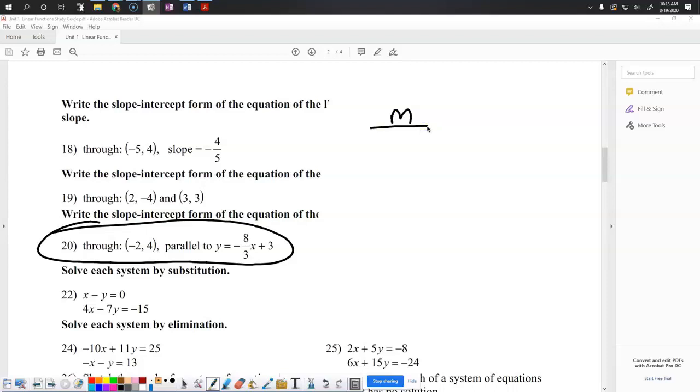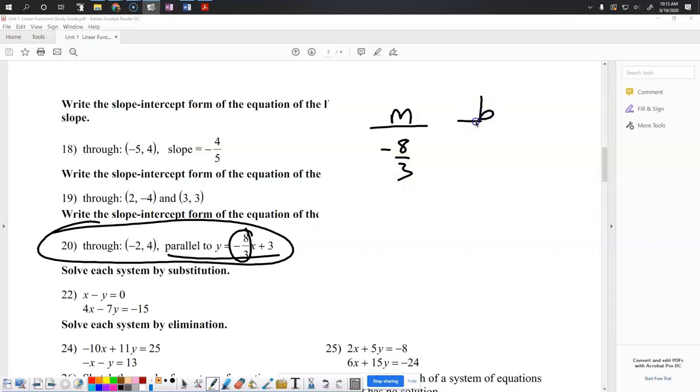Here it is. They're telling you that the line you want to find is parallel to this one. Here's the secret. Parallel lines have the same slope. So what's the slope of the line they gave us? It's negative 8/3. So that means the point that we want needs to have a slope of negative 8/3.